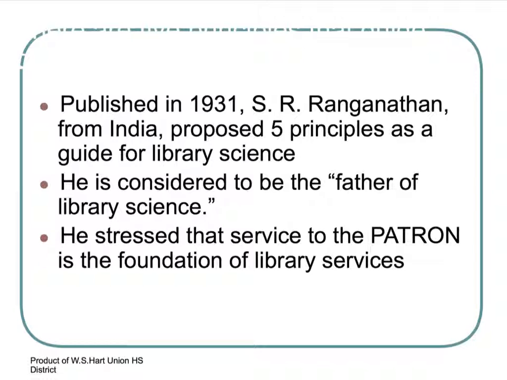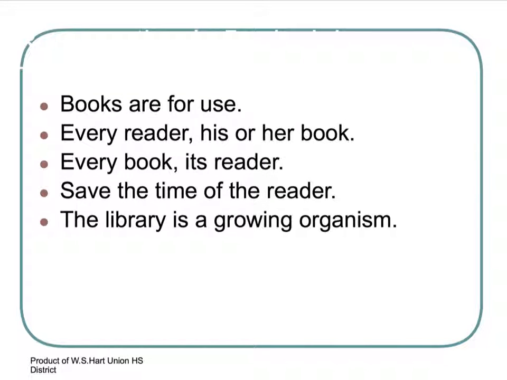In 1931, Ranganathan proposed these 5 principles that really governed the way we organize the library. And at the foundation of these is that our patrons are the most important part of our services. So books are for use, which means they're not meant to be left on a shelf or hidden behind closed and locked cabinets. For every reader, there is a book. And for every book, there is a reader. We want to save the time of the reader, and we want to remember that our library is a growing organism, so it is changing constantly.